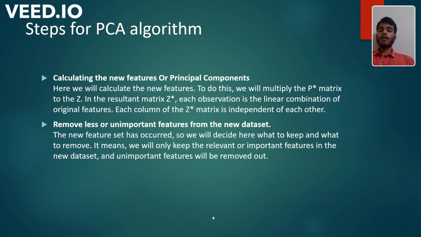After calculating and arranging the eigenvectors and eigenvalues, we calculate the features or principal components. To do this, we multiply the P star matrix with the Z matrix. In the resultant matrix, we obtain the Z star matrix, and each observation is a linear combination of the original features. Each column of the Z star matrix is independent of the others. Remove less important or unimportant features from the new dataset. After calculating the principal components, we remove the unimportant features from the new dataset that is generated.